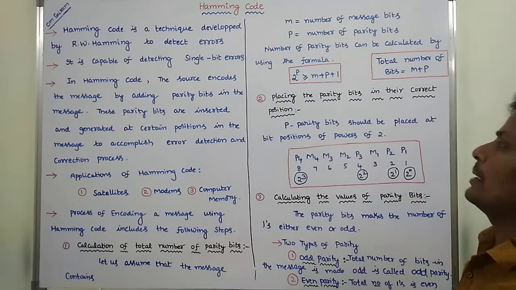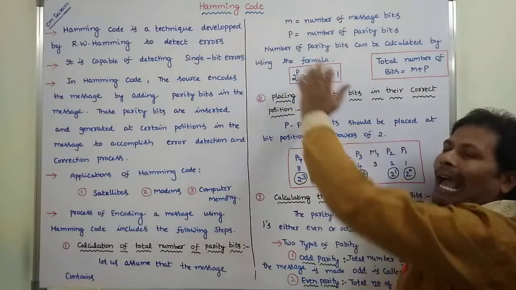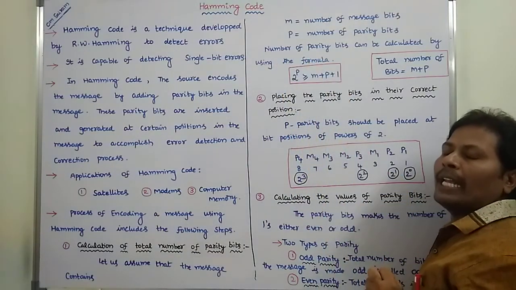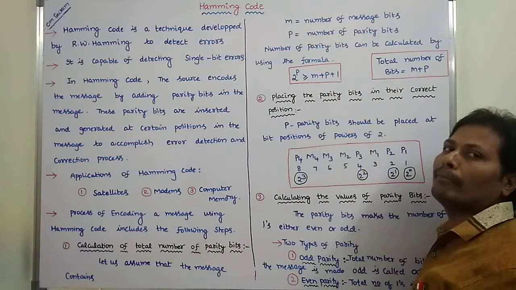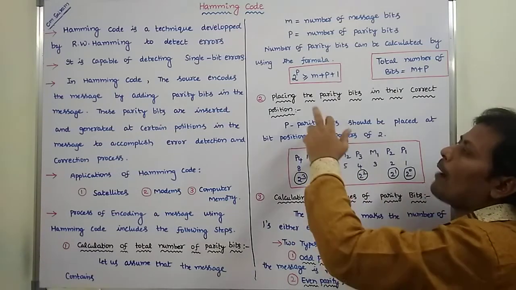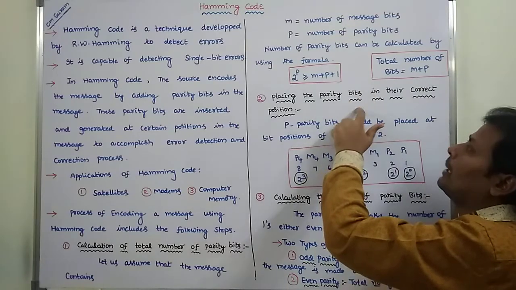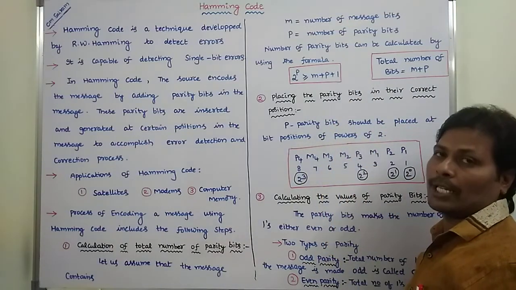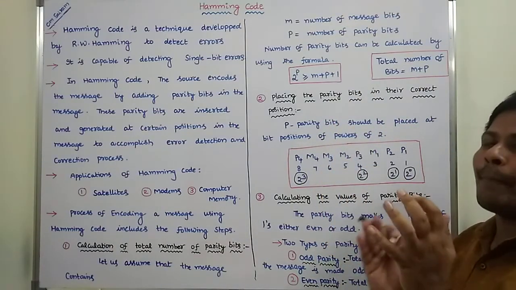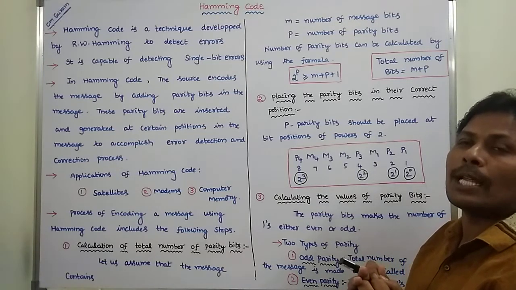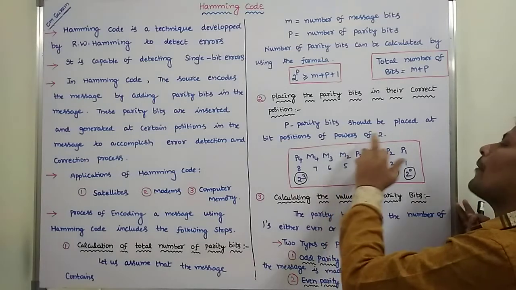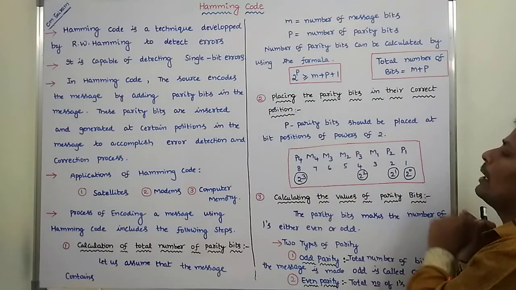Okay, next one. Once we have calculated how many parity bits we have to add for a given message, now we have to place the parity bits in their correct positions. So p parity bits can be placed at bit positions of powers of 2, powers of 2.